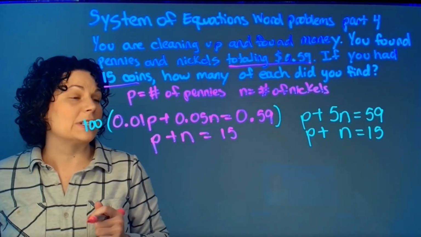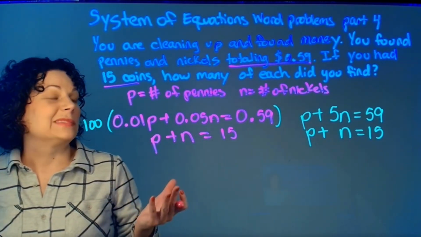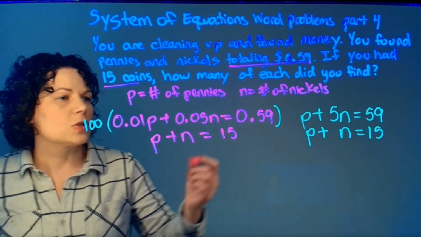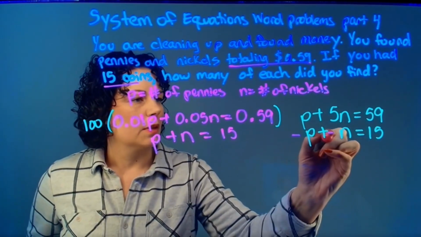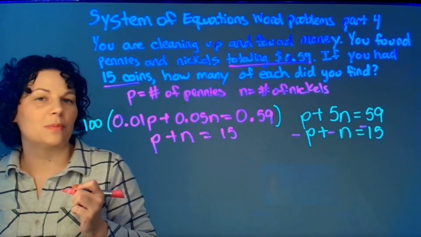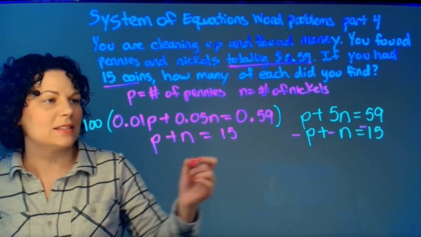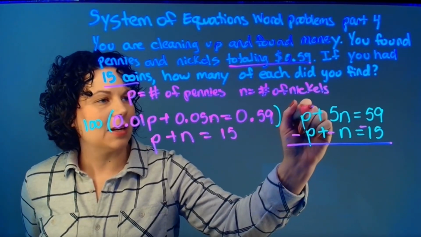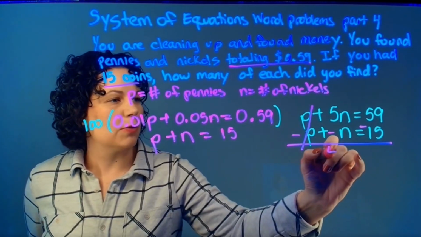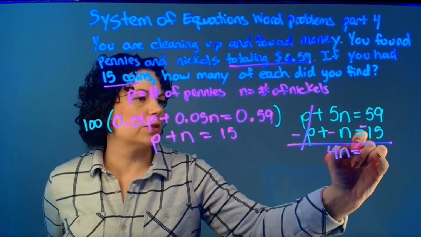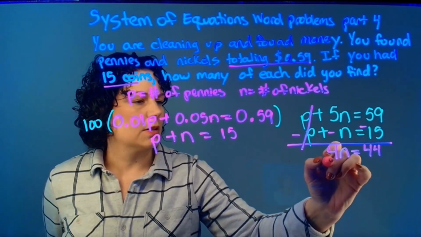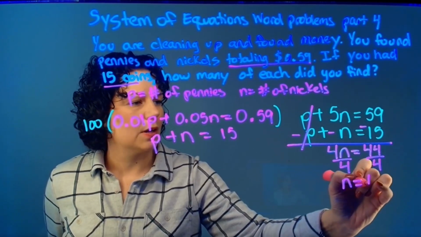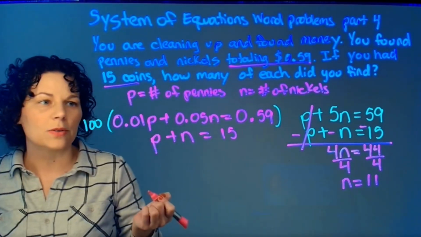Now this is set up really nicely for substitution, but I'd have to rearrange it a little bit. I'm going to avoid that. So I'm going to do elimination. If I multiply the second equation by -1 and add these, making all these the opposite sign, then when I add them, the p will cancel. That will give me 4n equals 44. Divide both sides by 4 to get the n all the way by itself. That means I had 11 nickels.